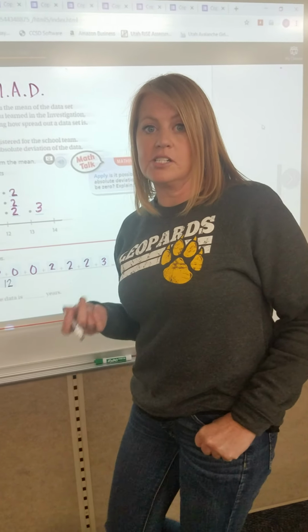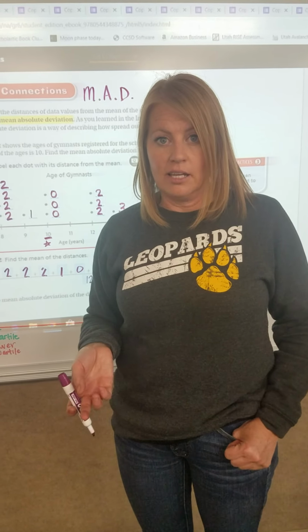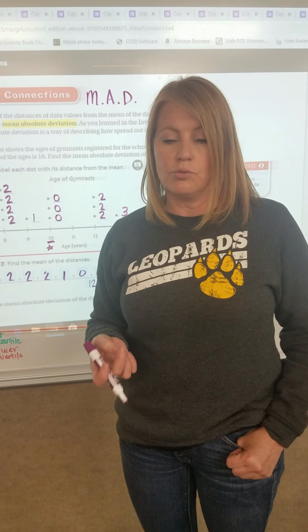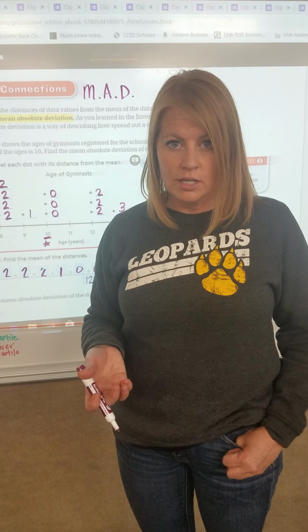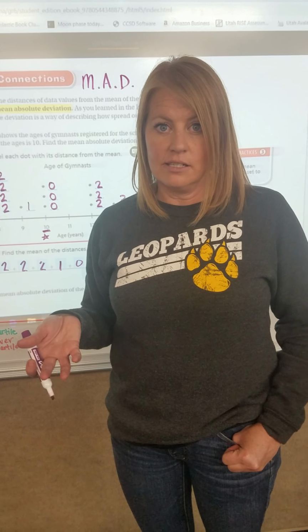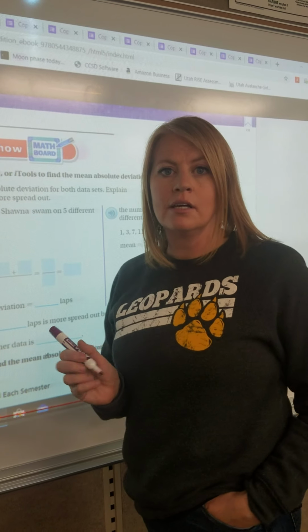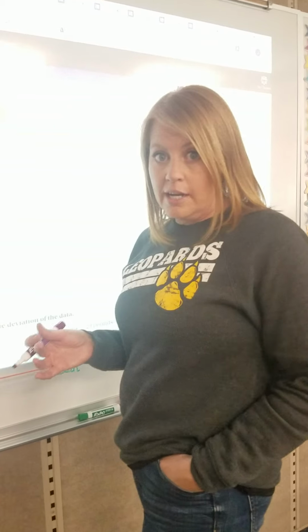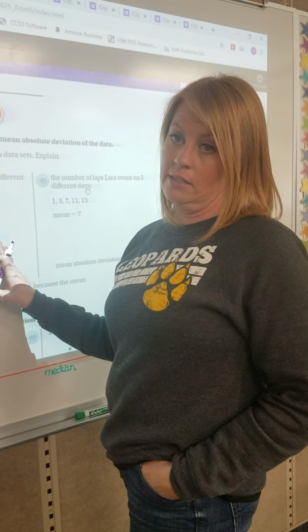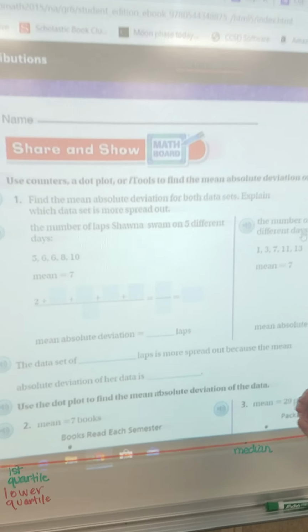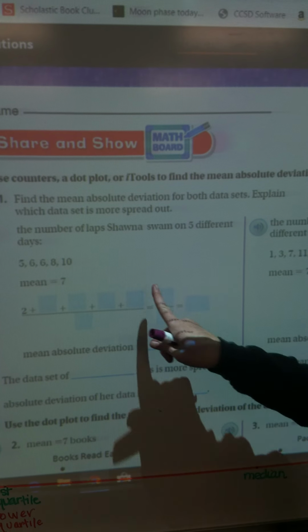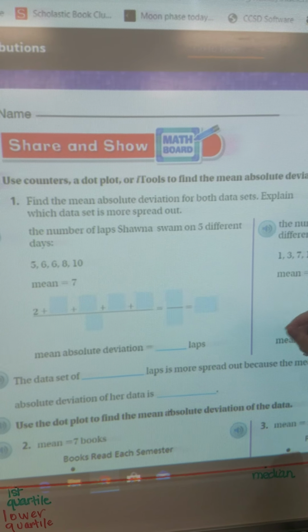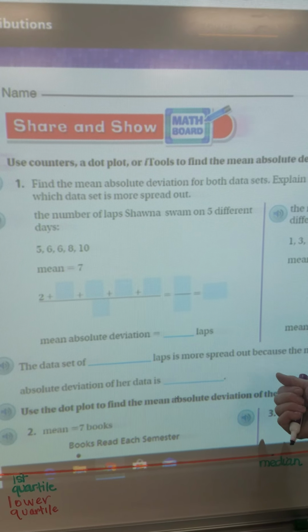Okay, remember, today we're just focusing on how to find the mean absolute deviation. We're going to do one more example from our share and show, and then you can practice in your assignment. All right, so boys and girls, here we are on our share and show. I'm just going to do problem number 1. Okay, it says, find the mean absolute deviation for both data sets. Explain which data set is more spread out.